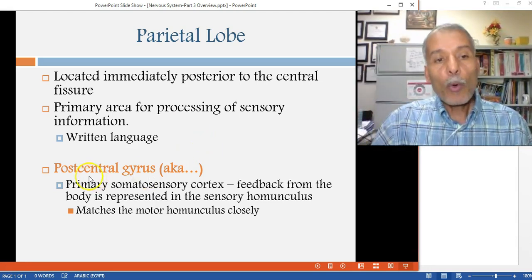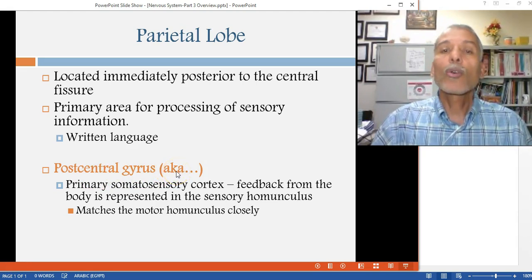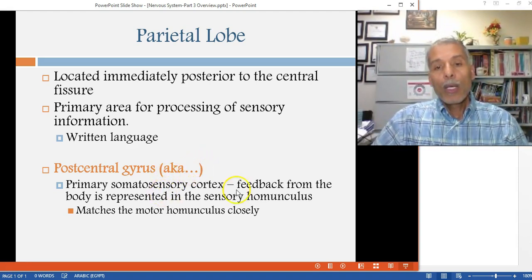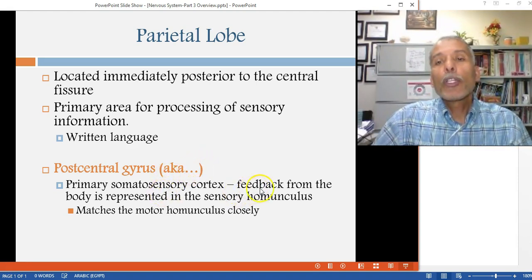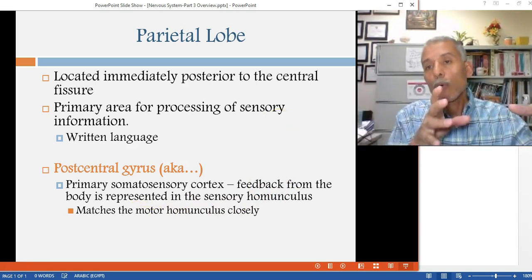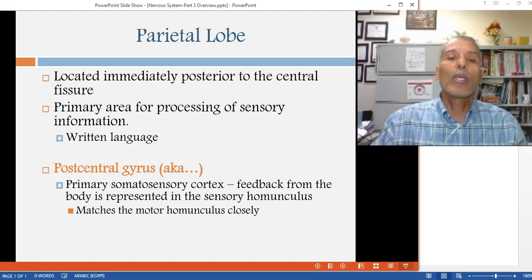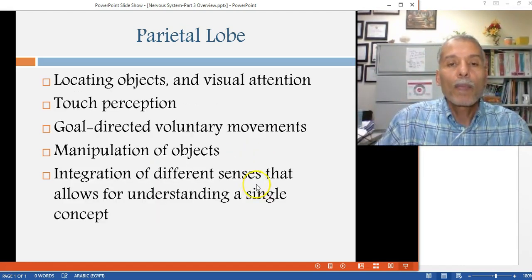So the post-central gyrus, also known as the sensory cortex or the primary somatosensory cortex, gives you feedback sensation from all different parts of the body. And in the arrangement of it, it matches the motor homunculus. So it has a sensory homunculus that goes along with the motor homunculus.